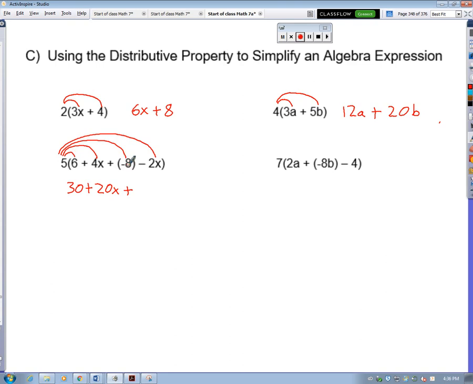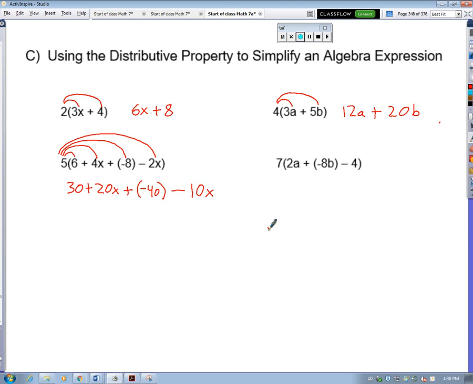Then we have 5 times negative 8, which is going to give me negative 40, minus. Okay, I'm just keeping the minus sign. 5 times 2x is going to give me 10x. All right, look at what happened when that bomb exploded.